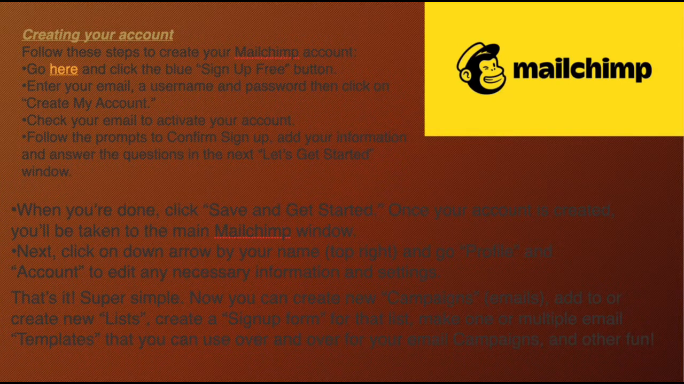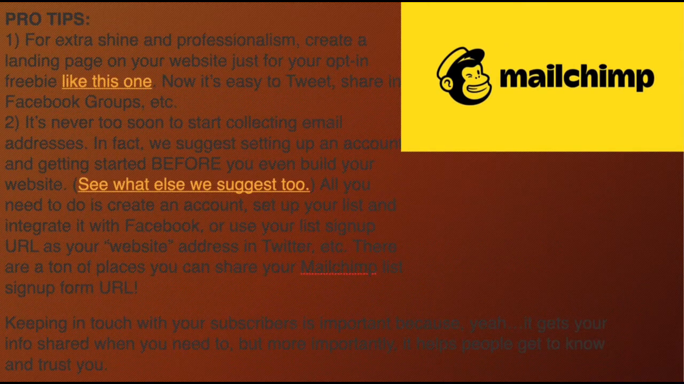That's it. Super simple. Now you can create new campaigns, add to or create new lists, create a sign up form for that list, make one or multiple email templates that you can use over and over for your email campaigns. Now, these are the pro tips for using MailChimp.